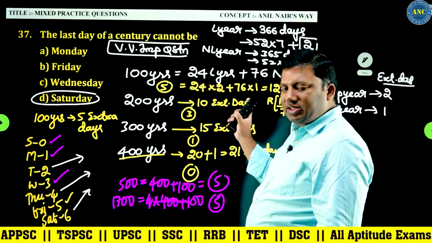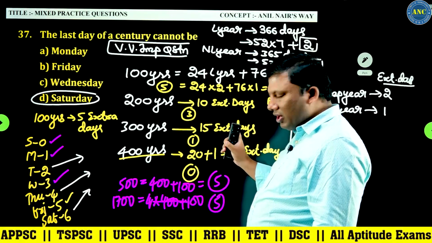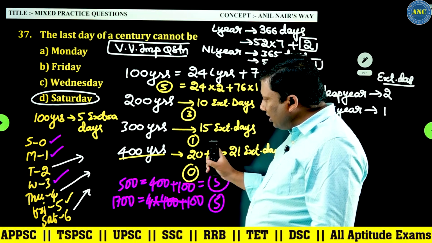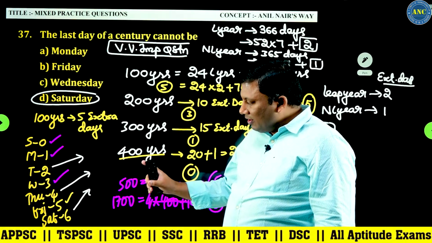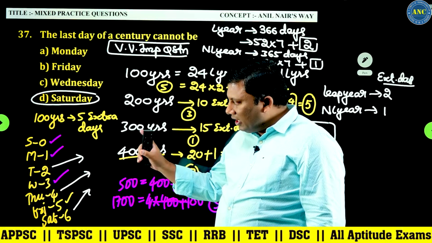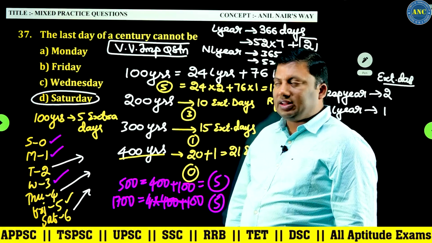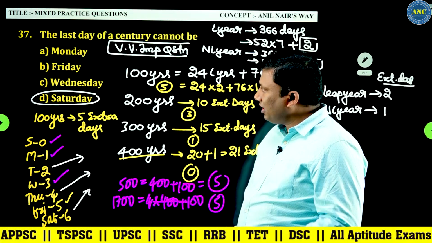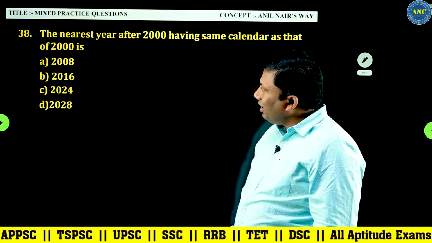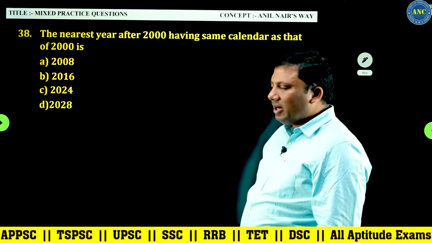100 years, 5 extra days. 200 years, 3 extra days. 300 years, 1 extra day. 400 years, it is 0. 5310. Code values are Friday, Wednesday, Monday and Sunday. Which days are not possible? Tuesday, Thursday and Saturday. Concept clear? The nearest year after 2000 having a similar calendar.